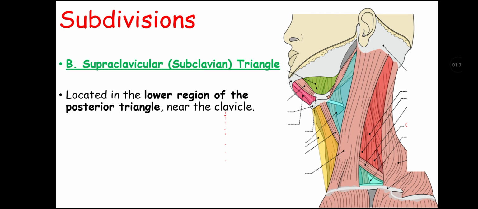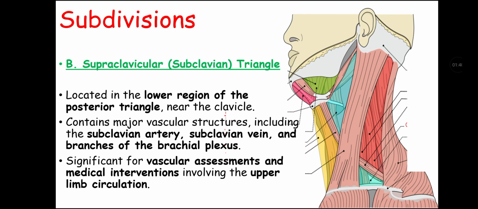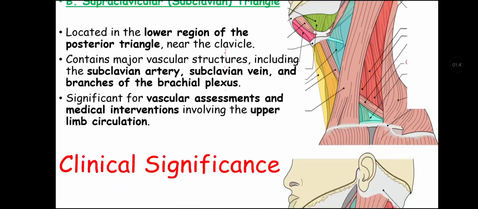It is located in the lower region of posterior triangle near the clavicle. It contains major vascular structures including the subclavian arteries, subclavian vein, and branches of brachial plexus. It is significant for vascular assessment and medical intervention involving the upper limb circulation.